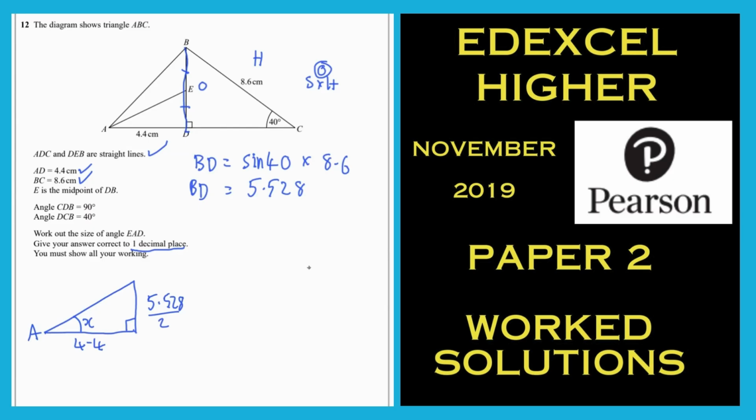5.528 halved, whatever that is. I didn't actually work it out when I did it. Oh yeah, 2.7. Tell a lie. I scribbled it down somewhere. It is 2.764. 2.764 is the opposite side. 4.4 is the adjacent side.